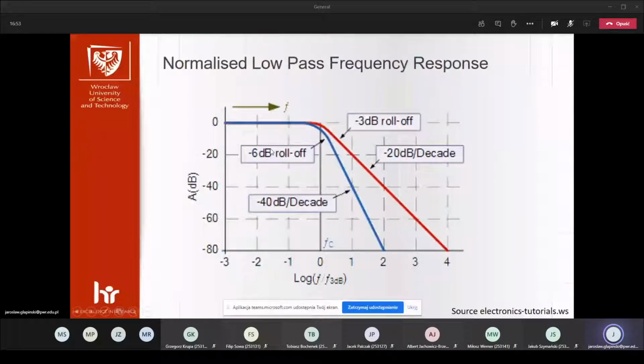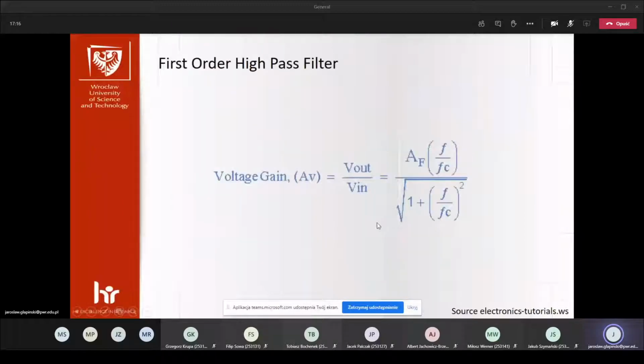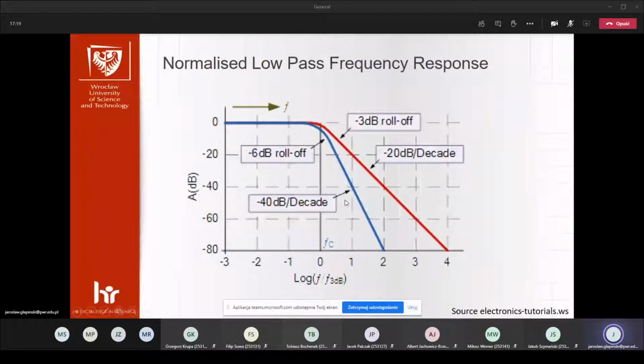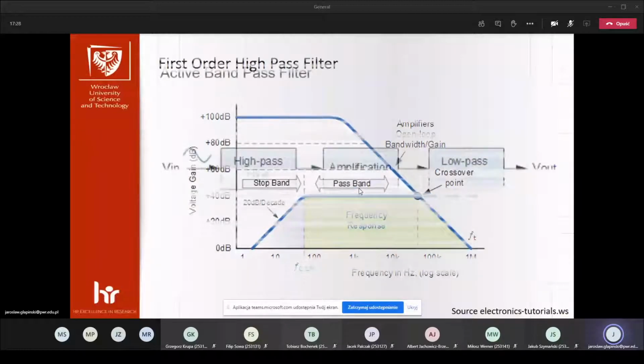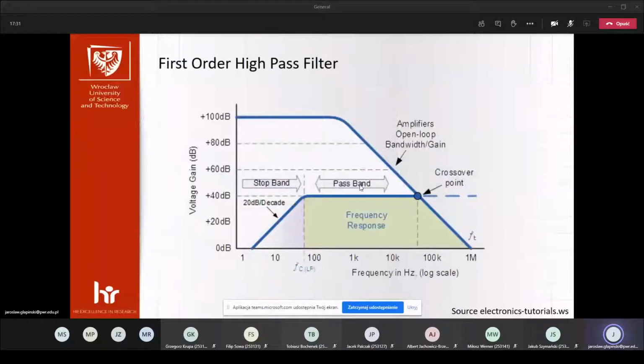Of course, as I told you, this is the first order, first stage filter. It is 20 decibels, and if we want filters that have a stronger response to the frequency, we add some other stages, some other orders. I will show you how it works later. So that was a simple example of the high pass filter and low pass filter.